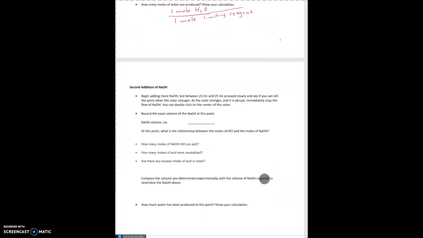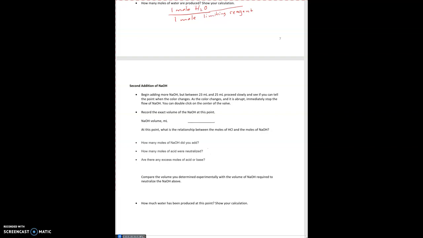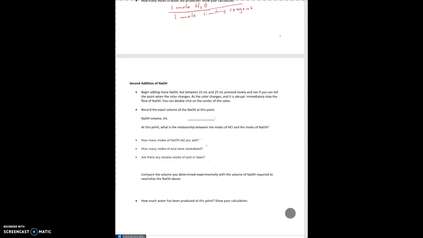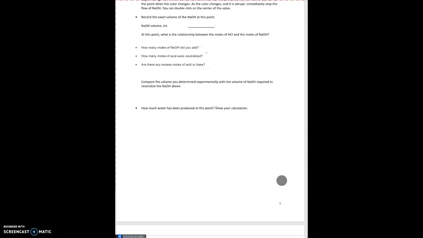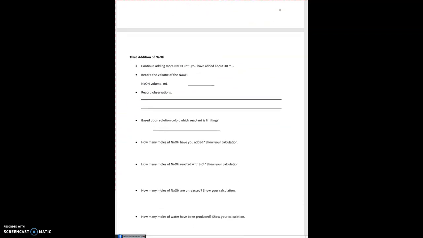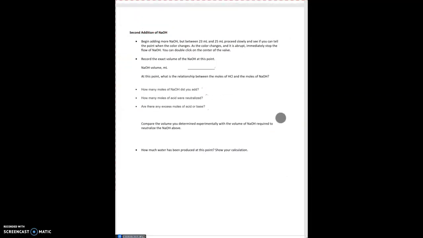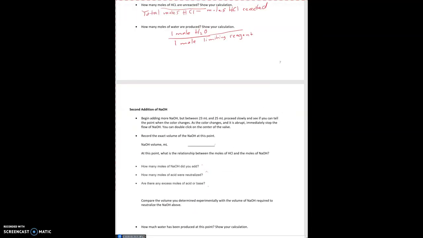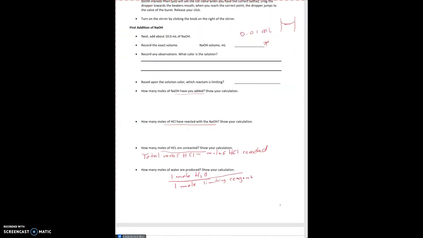You always have to use the limiting reagent for the calculations, but that's your mole ratio. And then you'll continue similar calculations. What's the volume on the burette? How many moles of sodium hydroxide? How many moles of acid? How many is there in excess? And the calculations will be the same all the way through, except on the third addition, sodium hydroxide should be in excess and HCl limiting. So you should be able to calculate these by carefully thinking through what each calculation is.